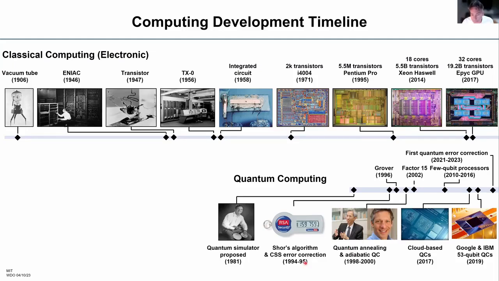This was all theory. To get to reality and practical usage, of course, we needed hardware. And that hardware developed over the last 25, 30 years. Where we are today is that we have small-scale quantum computers, 100 qubits or so. Some of them are available in the cloud. You can use them and program them. And even the first demonstrations of quantum error correction.